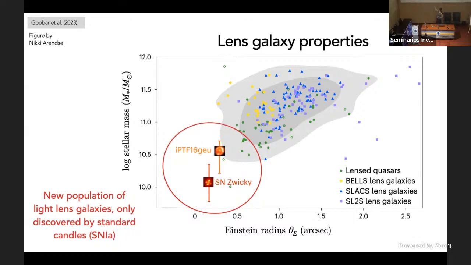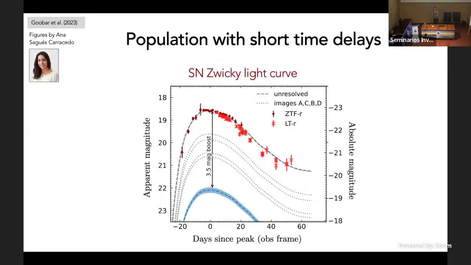So both supernova Zwicky and 16 GeU were discovered because they were so highly magnified. And this is something that you get if the supernova is right behind the lens galaxy. You get a lot of magnification. But this also means that the time delays are typically very short because you're so symmetric. And you can see that already when you look at the light curve of supernova Zwicky. And this is the unresolved light curve. So it's the light curve from all the 4 images summed together. You already see that it kind of looks like a normal supernova light curve.